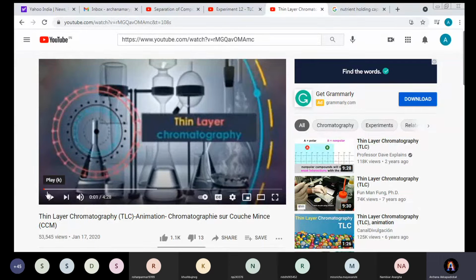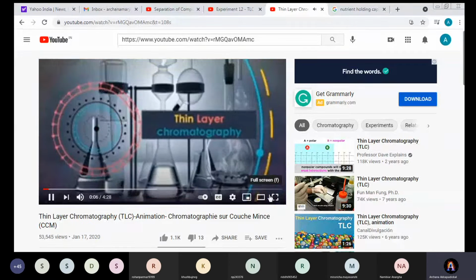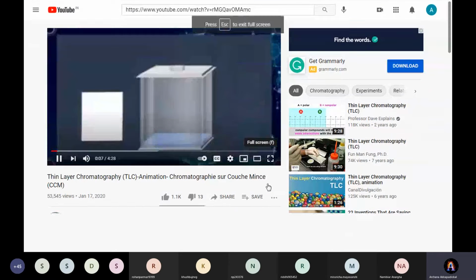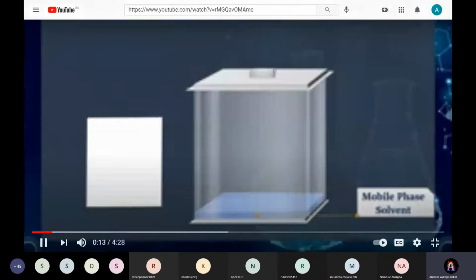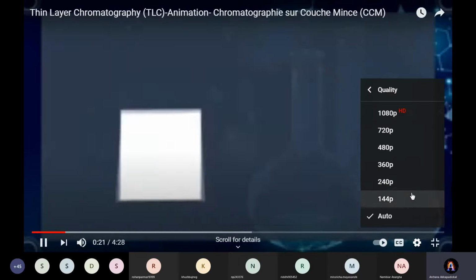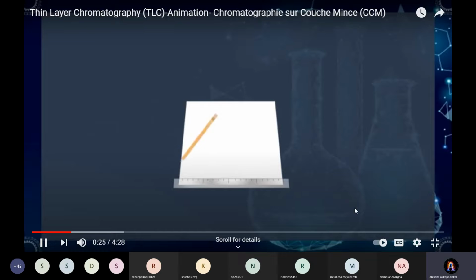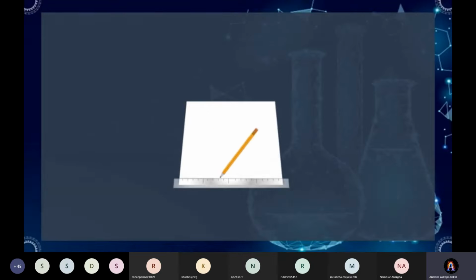TLC is a chromatography technique used to separate non-volatile mixtures. As well as other forms of chromatography, in TLC there is a mobile phase, which may consist of a solvent or solvent mixture. And there is a stationary phase, which is a plate that is coated with a thin layer of adsorbent material, usually silica gel, aluminium oxide, or cellulose. To run a thin layer chromatography plate, a pencil line is drawn, about 1.5 centimeters from the bottom edge.